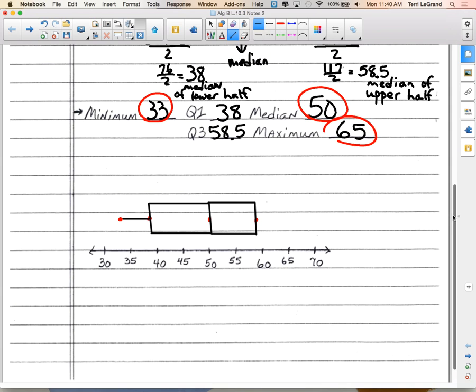And then last but not least, we plot our maximum, which is 65. And we draw our upper whisker.